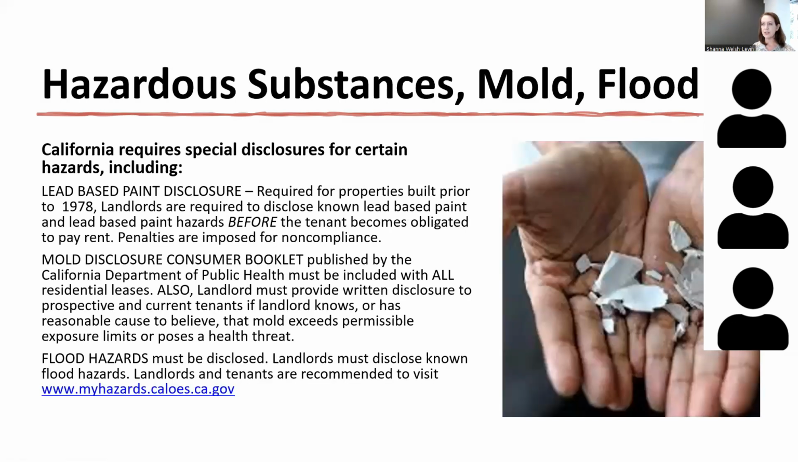Okay, hazardous substances, mold and floods. We'll talk here about lead-based paint, mold, and flood, and then we'll talk about asbestos separately because there are different circumstances required for asbestos disclosures. So the lead-based paint disclosures are required whenever the property was built prior to 1978. The landlord must disclose any known lead-based paint, existing lead-based paint, or lead-based paint hazards, and that must be done before the tenant becomes obligated to pay any rent.